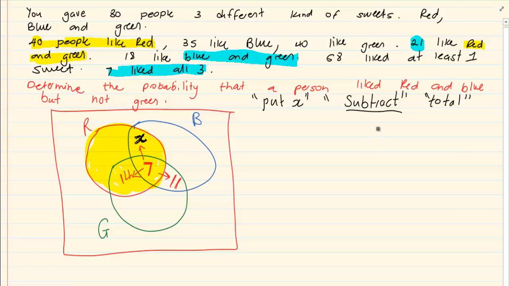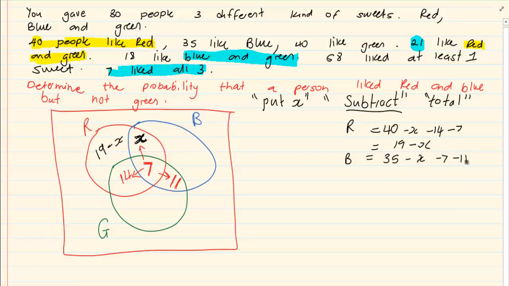So if the entire red is going to equal 40, then to get this specific point, I need to say 40 minus my x minus my 14 minus my 7, which will equal 19 minus x. So the value of this specific one is now 19 minus x, because remember the entire red must equal 40. Now you're going to do the same thing with the blue. They say that blue should equal 35. So if I want the remainder, I would say 35 minus x minus 7 minus 11, which is equal to 17 minus x.